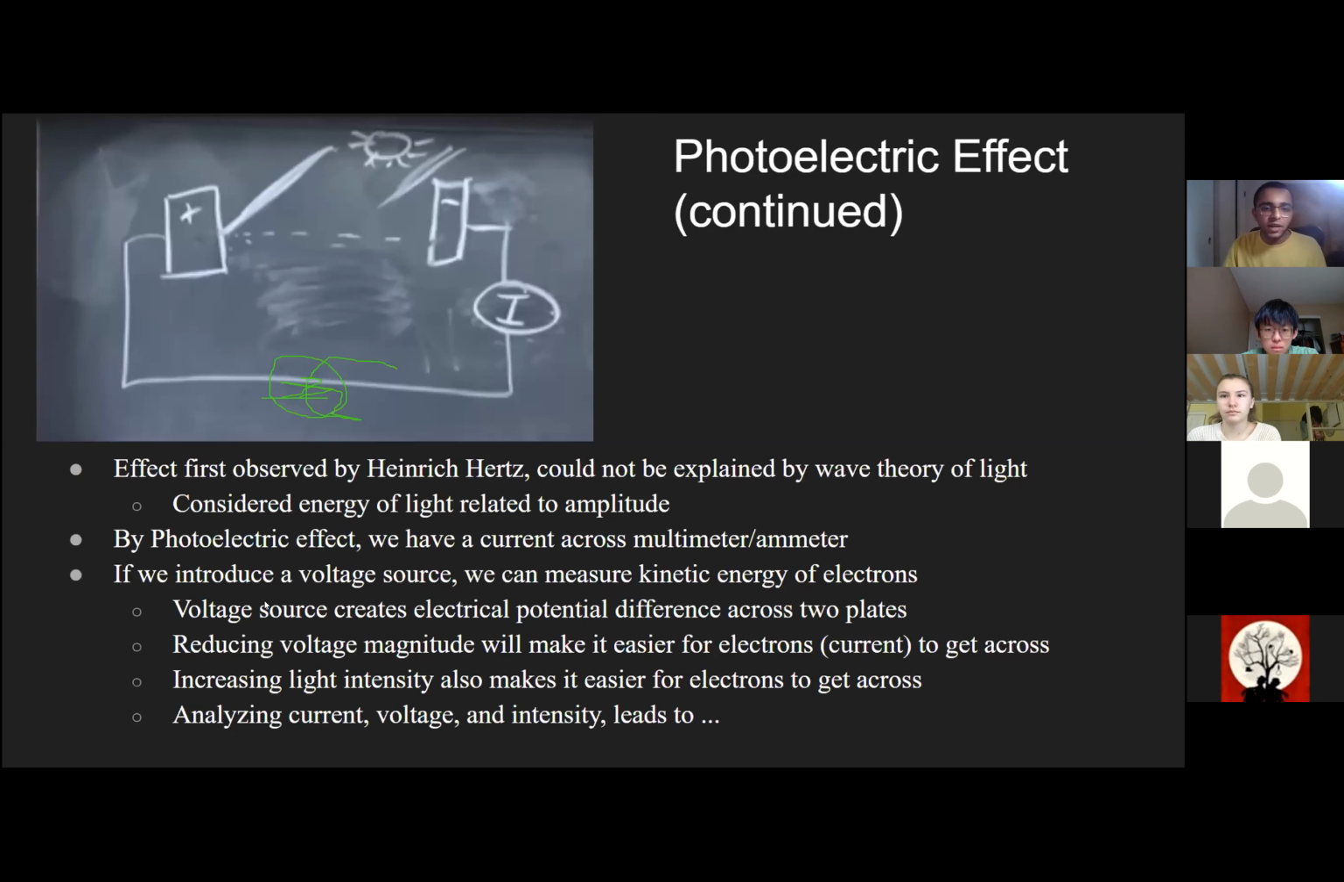So we're over here, and we had the photoelectric effect. If we draw a voltage source, I know that was a bad annotation, but here we have a voltage source, and that introduces the electric potential difference, right? Reducing the voltage magnitude will make it easier for the electrons to cross from the positive plate to the negative plate, right? And if we increase the voltage magnitude, that makes it more difficult for the electrons to cross. And increasing light intensity will also make it easier for the electrons to get across. By analyzing the voltage, the current, and the intensity, we can reach the conclusion E equals hf.